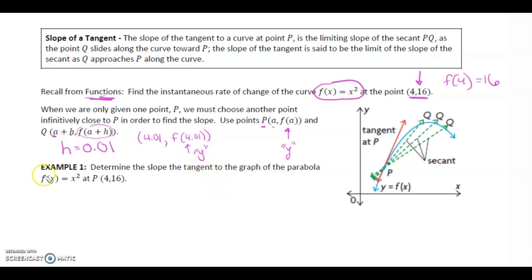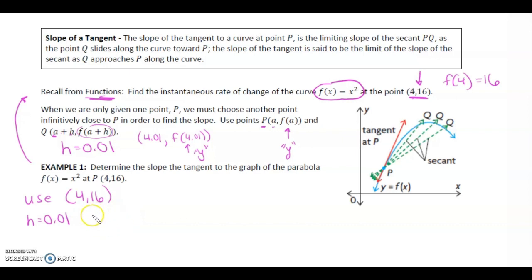Okay, so let's go ahead with example 1 and actually do this question in a functions approach. So determine the slope of the tangent to the graph of the parabola f of x equals x squared at point (4, 16). So we're going to use (4, 16), and then we're going to sub in h equals 0.01.